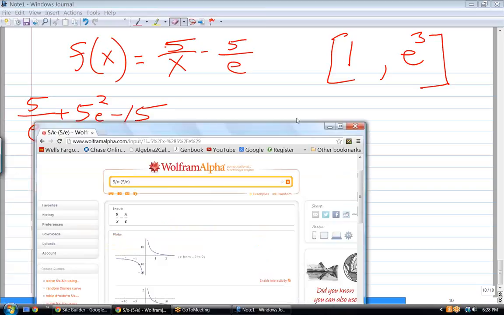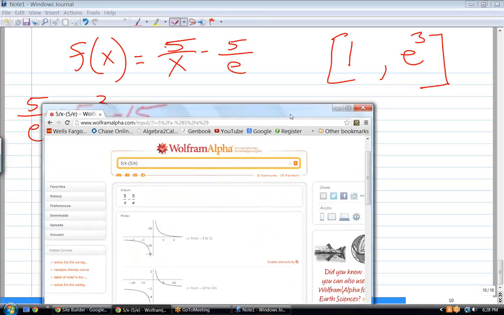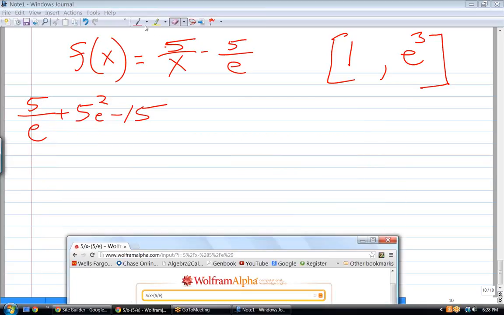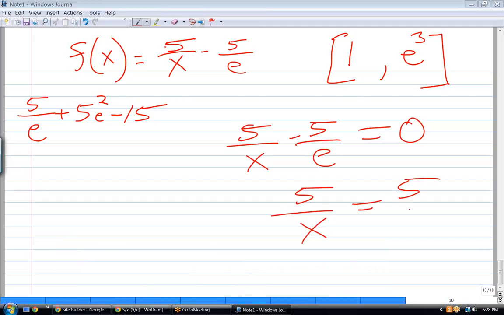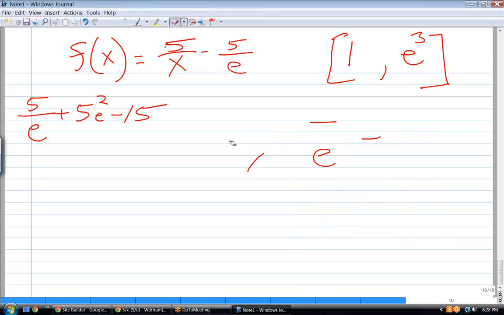Where does it cross the x-axis? Set equal to 0. Not sure how to solve that. Well, that's correct. If 5 over x minus 5 over e equals 0, then 5 over x equals 5 over e. It crosses it at e. Okay?